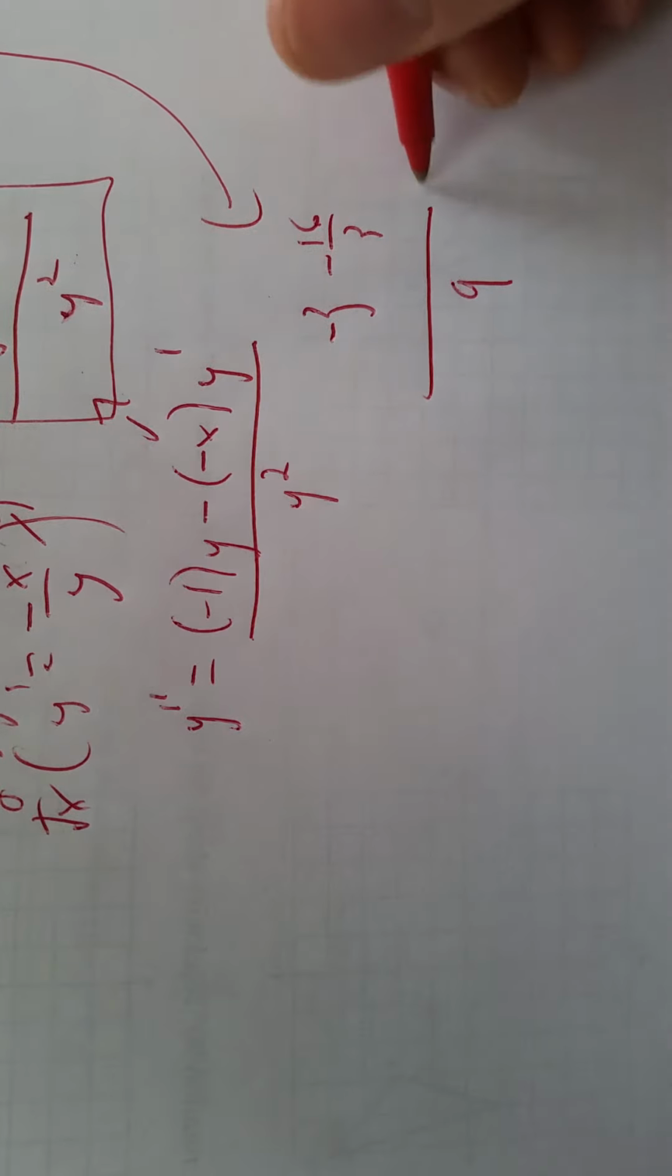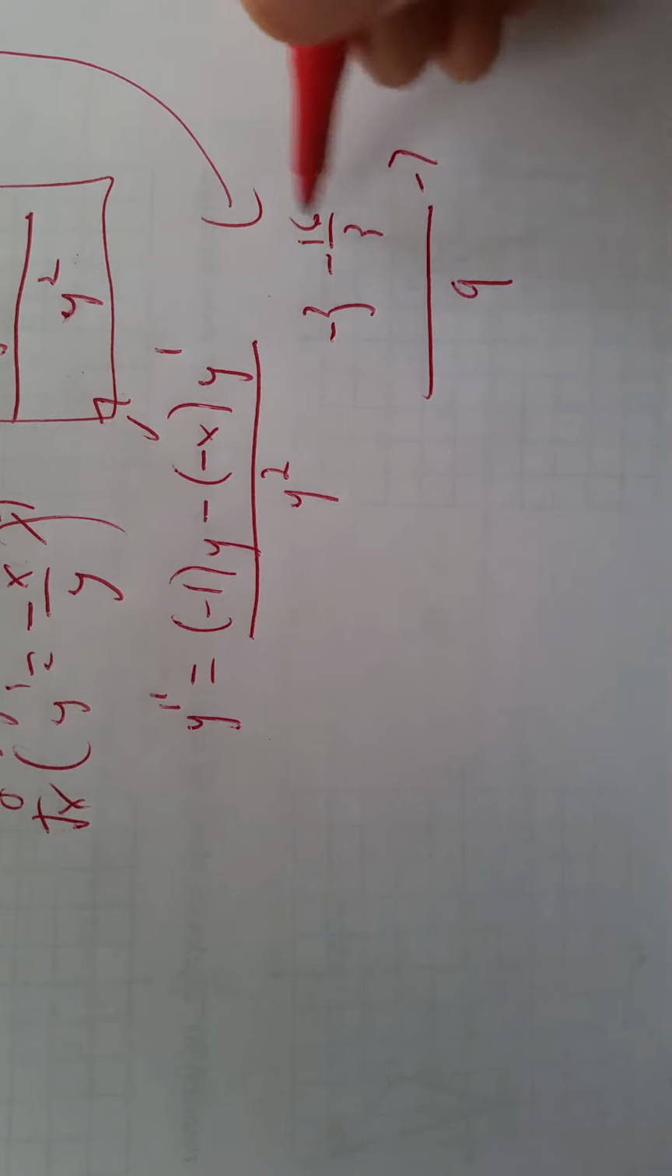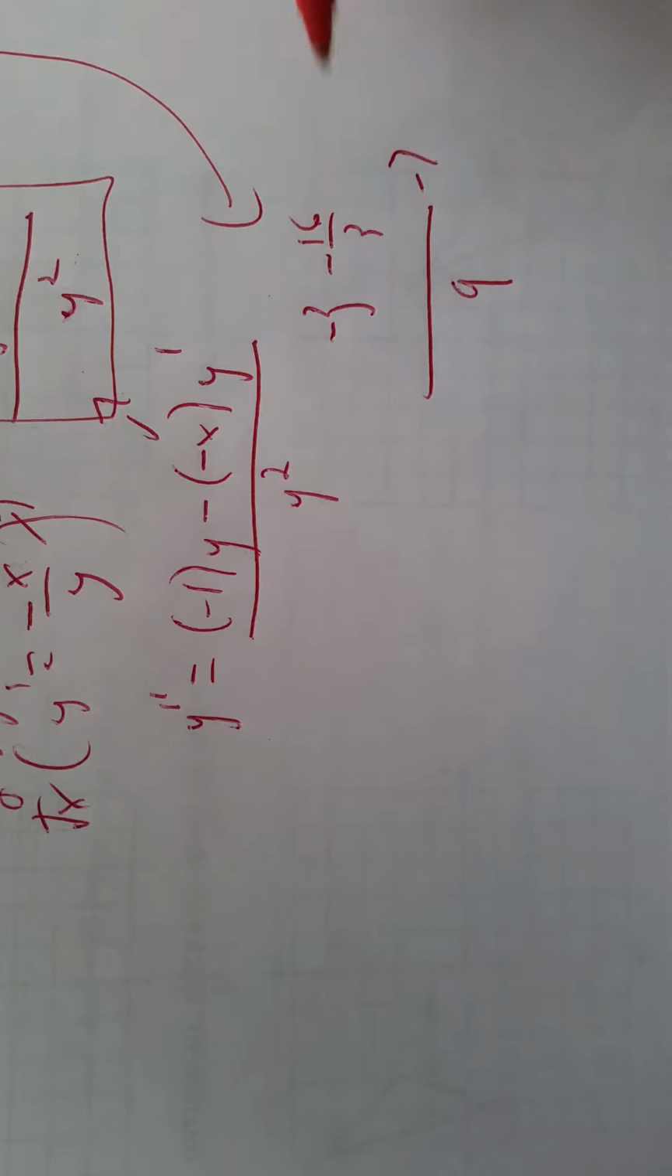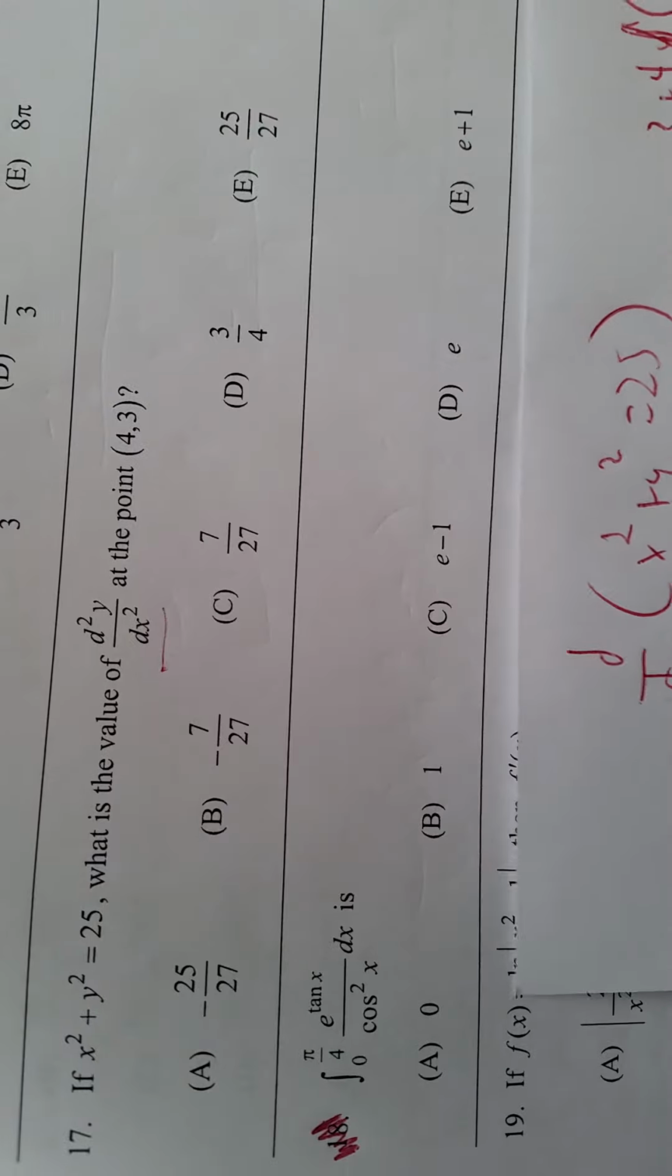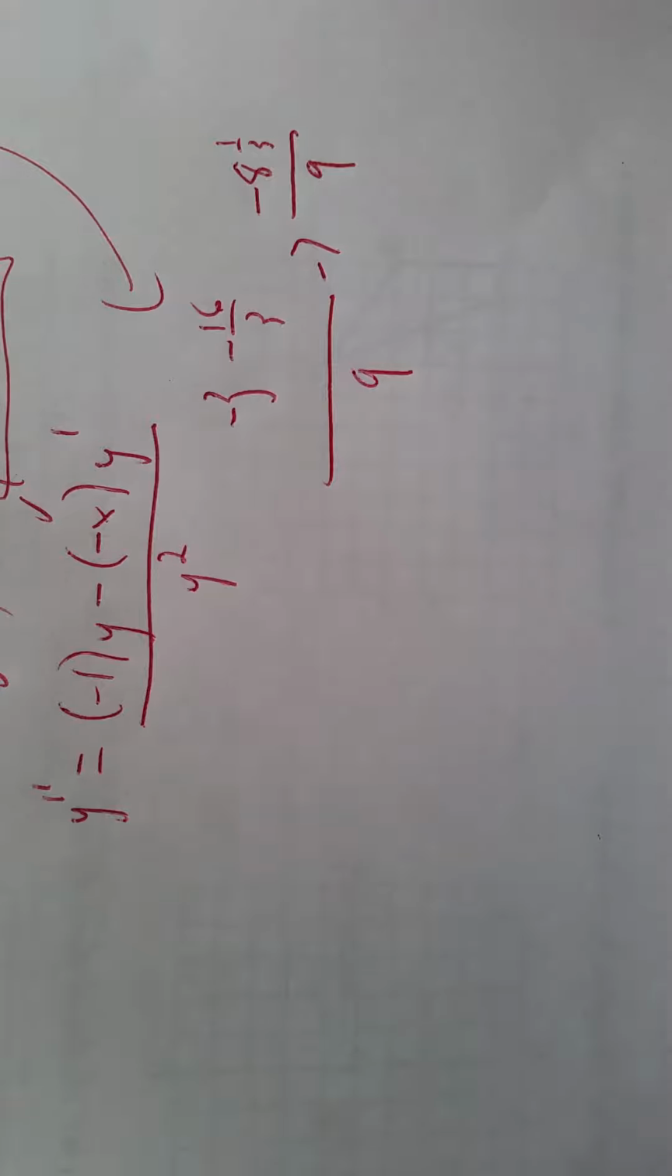And now it's just arithmetic. So this is, let's see, 5 1/3. So negative, am I doing this right? Negative 8 1/3 over 9. That seems wrong. I'm going to keep going and see what happens.